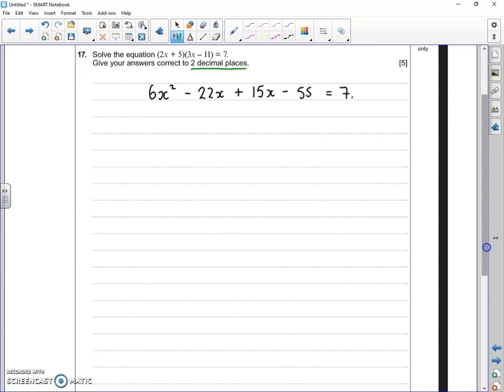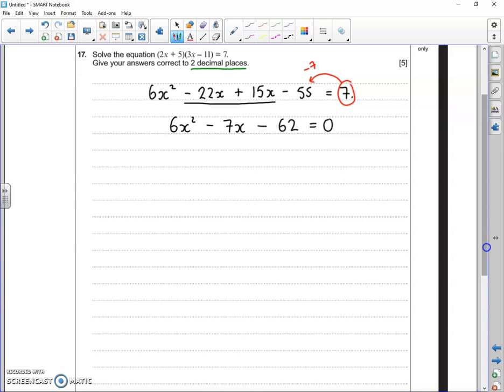Okay, to use the quadratic formula, we've got to do two things. We've got to tidy up the left-hand side, and we've got to move that 7 over because it has to equal 0. So that's going to go to a minus 7. If we tidy all of this up, we've got 6x squared. Those two terms give us minus 7x. We had minus 55 already. If we take away another 7, that's minus 62, and that equals 0.